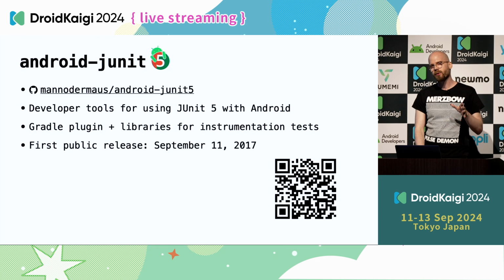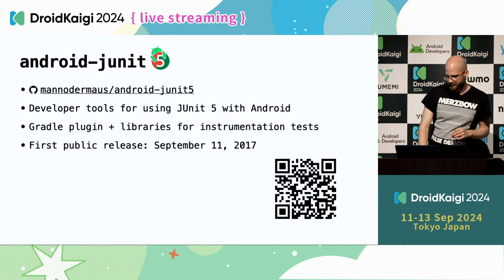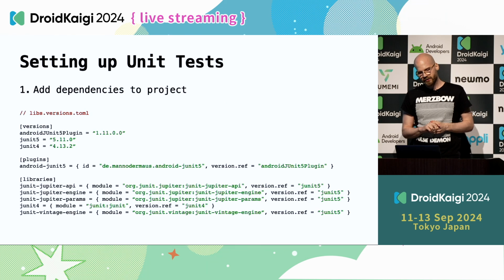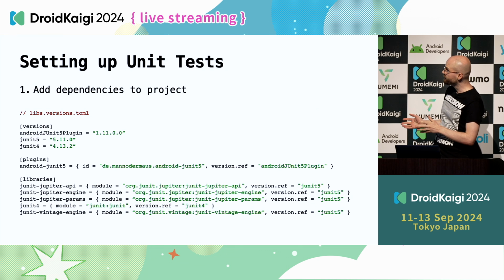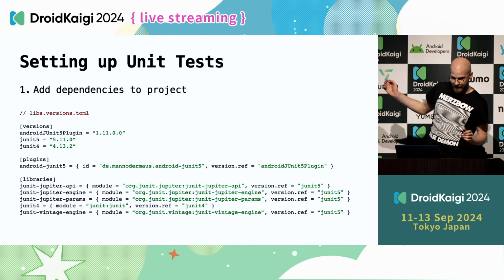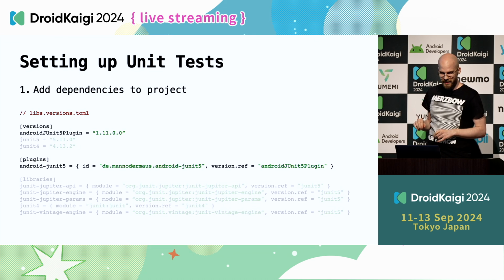Let's talk about how you make your project use this. The first step that you want to do, we start with unit tests. You set up your dependencies. I'm using a version catalog file here, and what you do is, first, you apply the Android JUnit 5 plugin and its version like so.